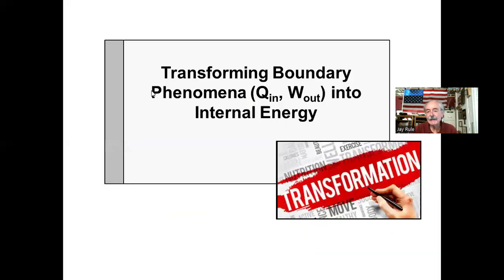Okay, so those were my examples of transforming work into heat, easy, and heat into work, harder. And now I want to give some examples of transforming boundary phenomena, let's say heat in or work out, into internal energy. So that's another transformation that I want to give you some examples about.